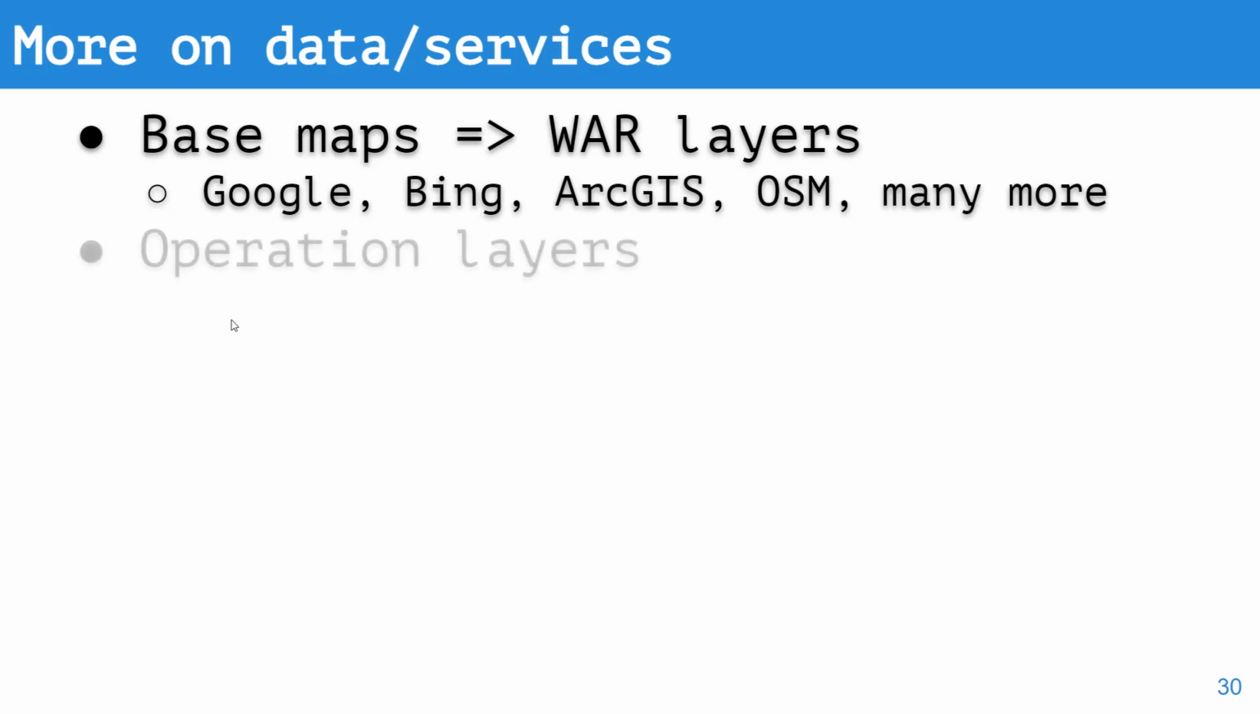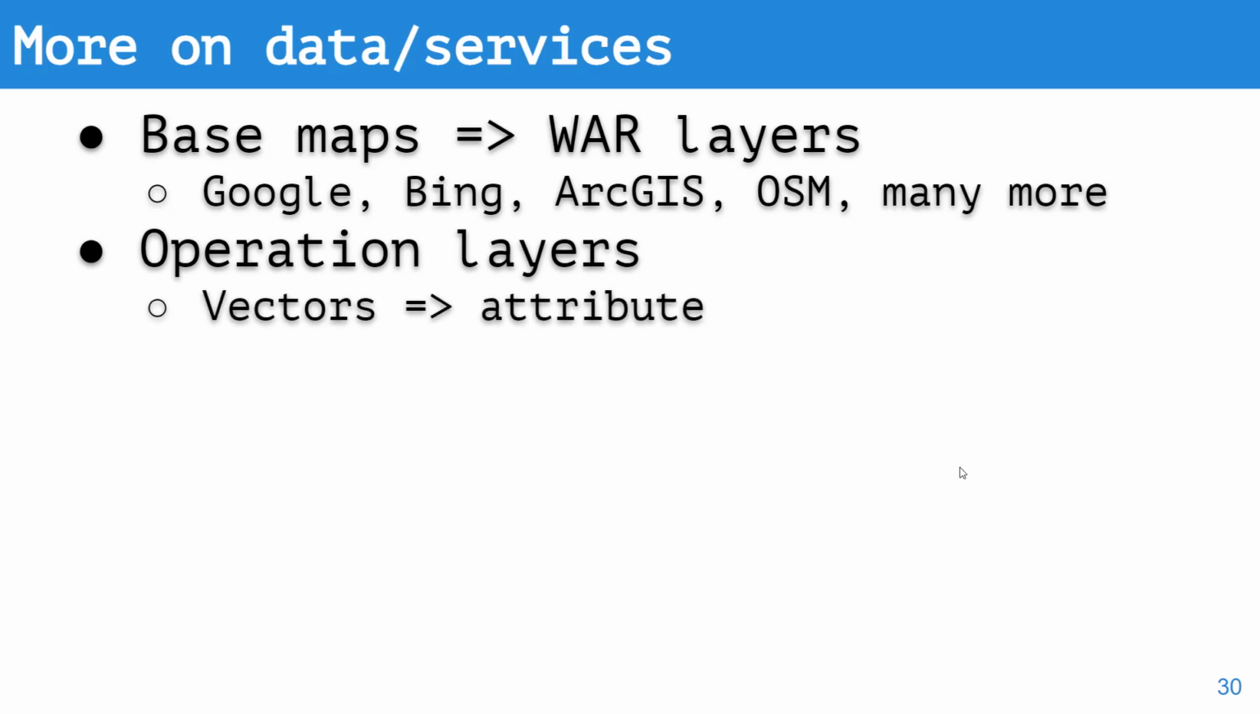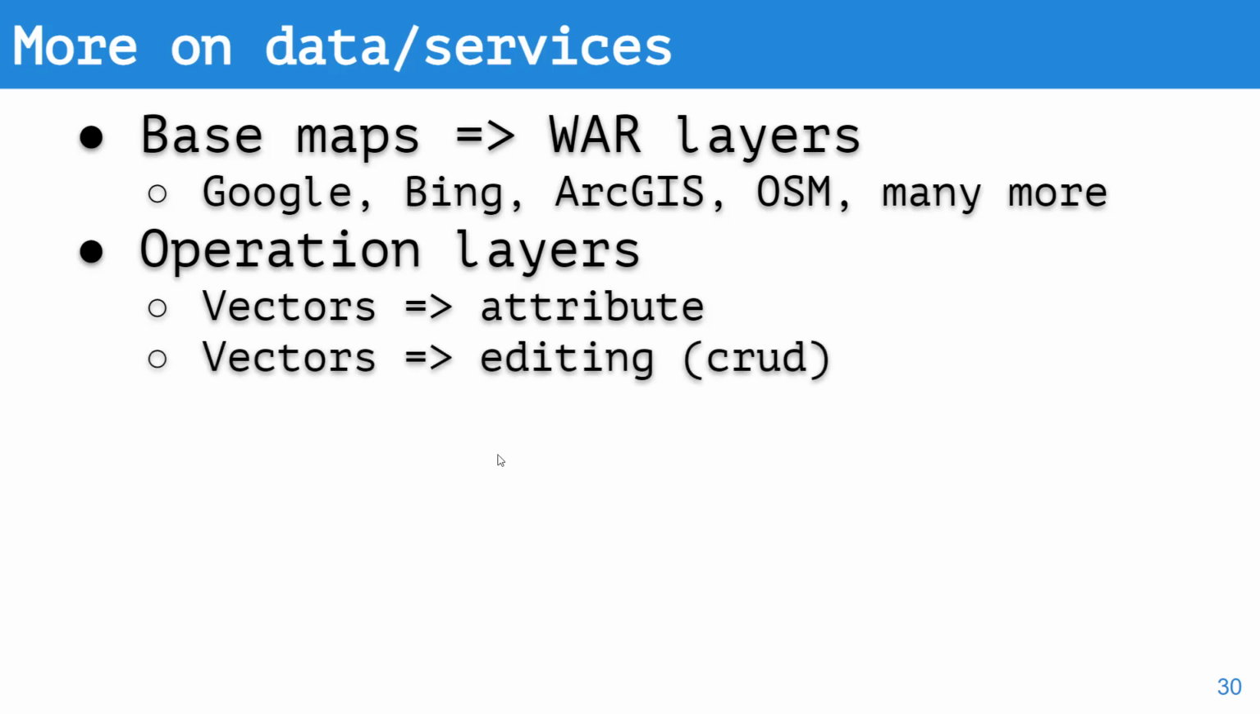Then the big thing, in all honesty, are operational layers. These are terms I'm borrowing from the ArcGIS API. That's what they call them. But basically, it's your vector layers. And why vectors? Because vectors have attributes. We can use those attributes to feed the pie charts, the donut charts, the radar charts. We can feed other controls, gauges, and indicators. So vectors become very important that way.